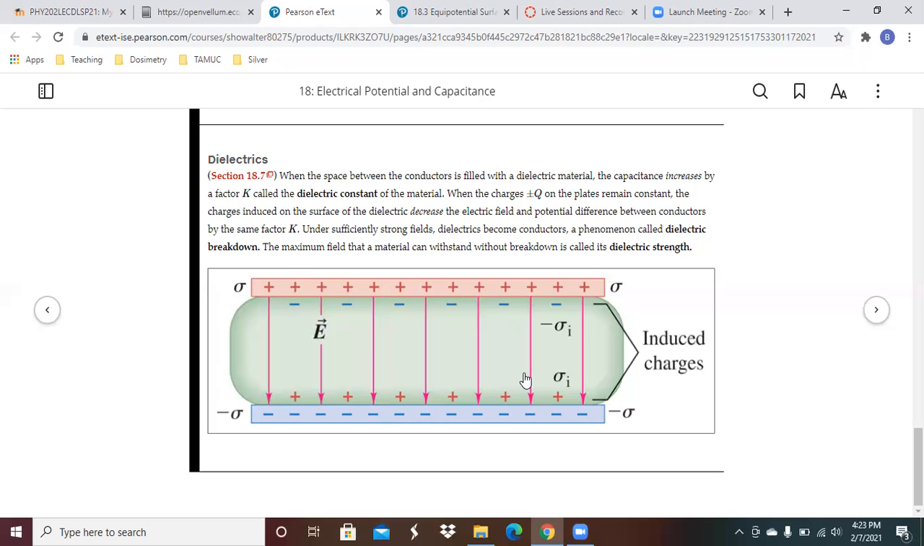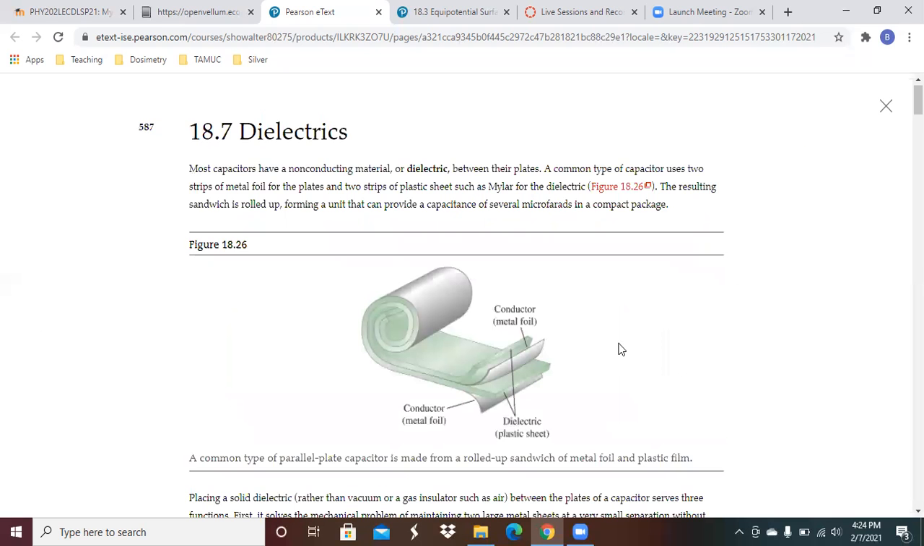When the charges plus or minus Q on the plates remain constant, the charges that are induced on the surface of the dielectric material decrease the overall electric field and potential difference between the conductors by that same factor. Now, under sufficiently strong fields, dielectrics become conductors, and that's going to be called dielectric breakdown. The maximum field that a material can withstand without breakdown is going to be called its dielectric strength. So let's go through this particular section here and try to flesh out what these ideas are.